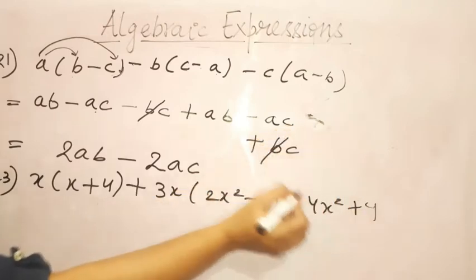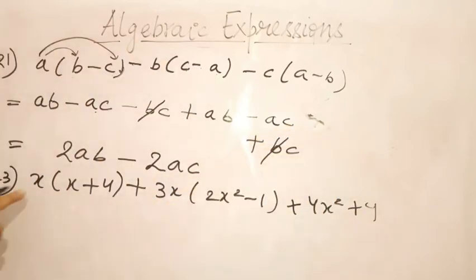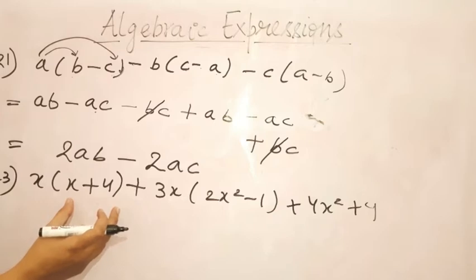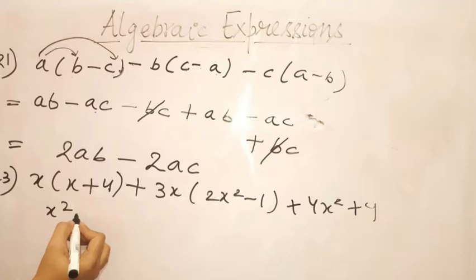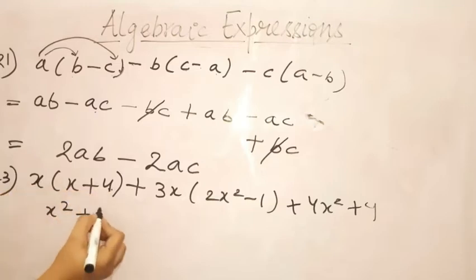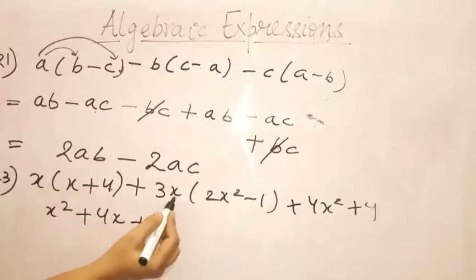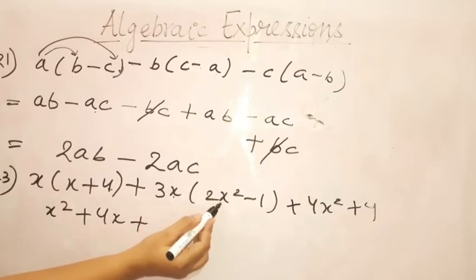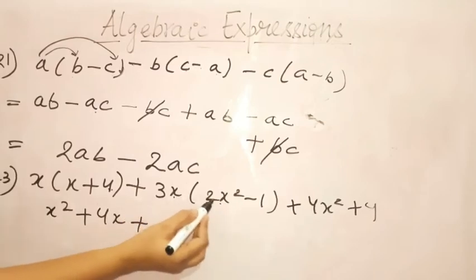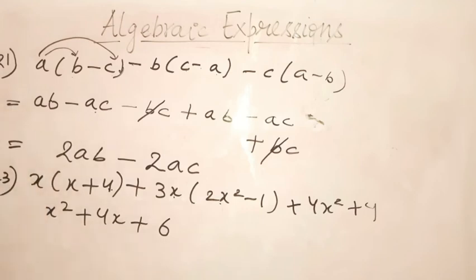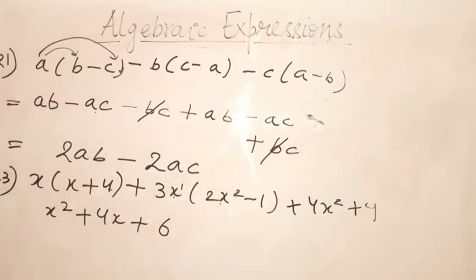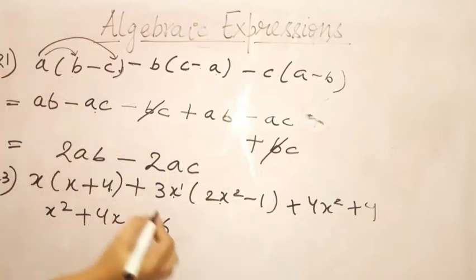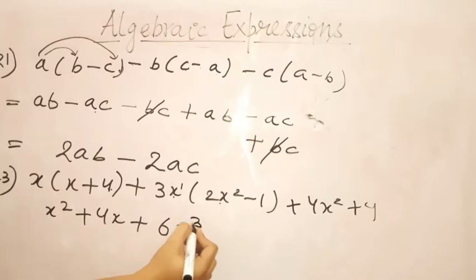Yes, students, I have written the question for you. Now this x will be multiplied by both the terms given in the bracket. So x multiplied by x will be x square, x multiplied by plus 4 will be 4x. Plus now this 3x will be multiplied by 2x square. 3 twos are 6, and as I have already told you in the chapter exponents, x to the power of 1 multiplied by x to the power of 2, in multiplication the powers are added. So it will be 6x to the power of 3.